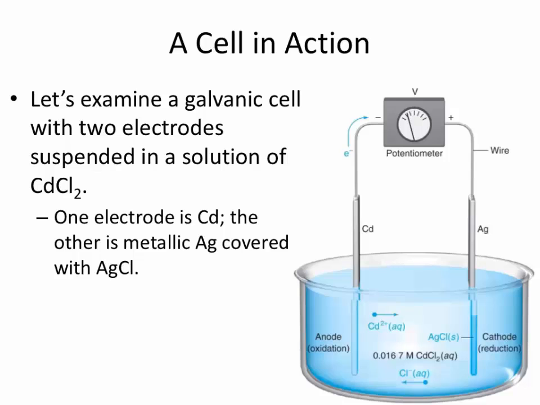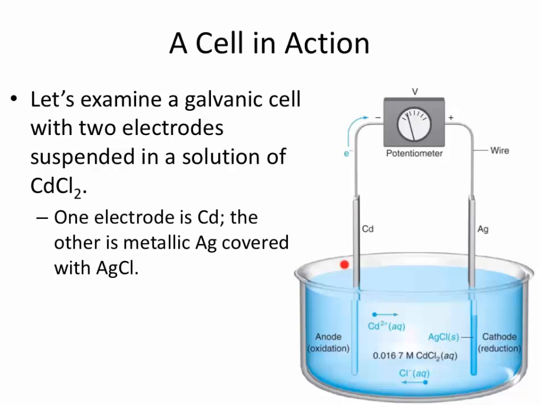Now let's examine a galvanic cell with two electrodes suspended in a solution of cadmium chloride. Now the cadmium here is cadmium 2+. Now one electrode is cadmium, that's this electrode here, and the other electrode is metallic silver covered with silver chloride.